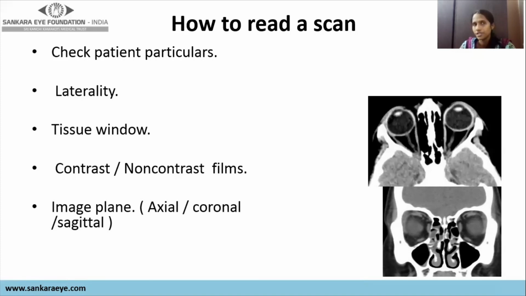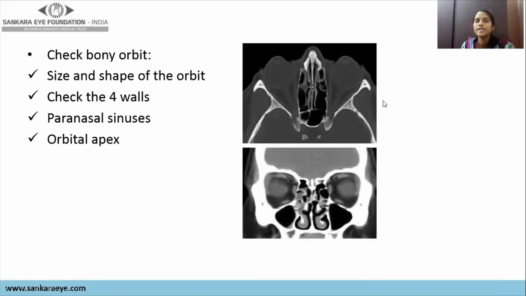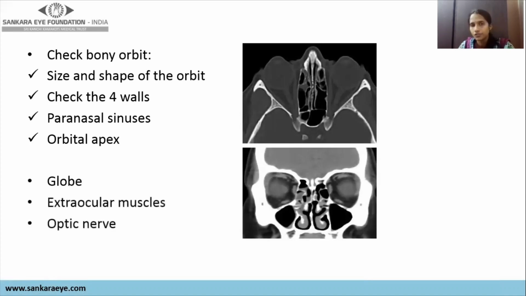So, five important things. Confirm the patient details. Look for the laterality, which eye or orbit is involved. Then identify the tissue window. Then look for contrast or non-contrast and identify the plane of the image. And then move to read the details of the orbit and orbital contents. Here you now document the walls of the orbit, the orbital apex, adjacent sinuses, and the orbital contents like the globe, extraocular muscles, and the optic nerve.